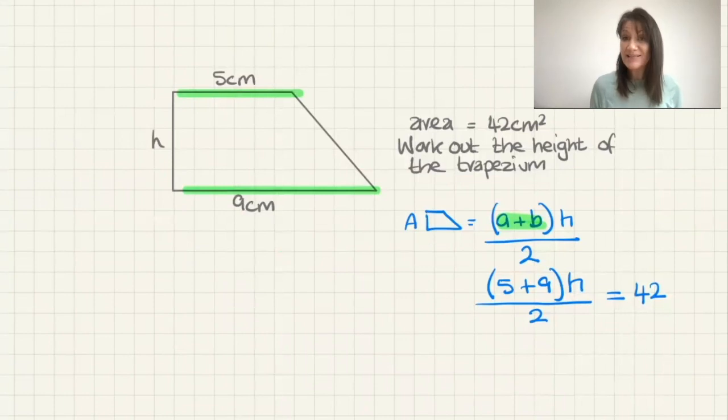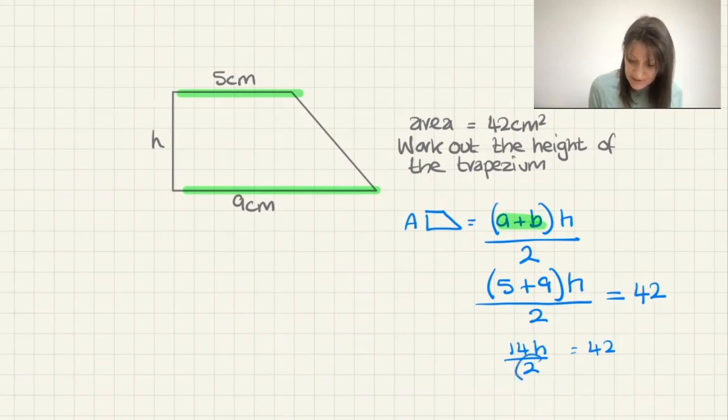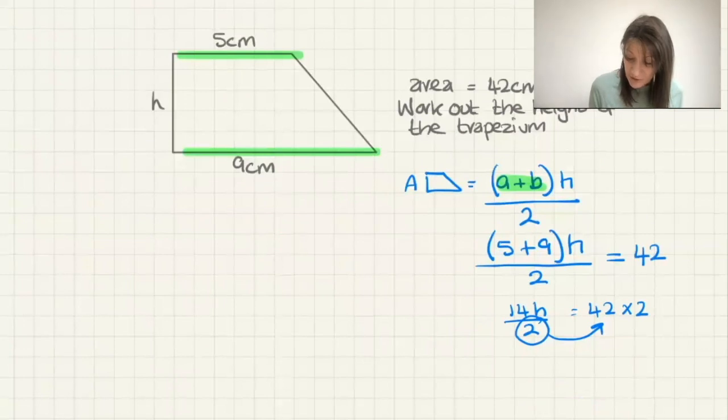So now I'm back into the world of equations. If I want to know what H equals, I've got to get it on its own. So I'm going to tidy the 5 and the 9 up, and I've got 14H divided by 2, which is going to equal 42. I am going to take the divide by 2 and hop it to the other side where it will land as times by 2. 42 times 2 is 84. So I've now got 14H equaling 84.